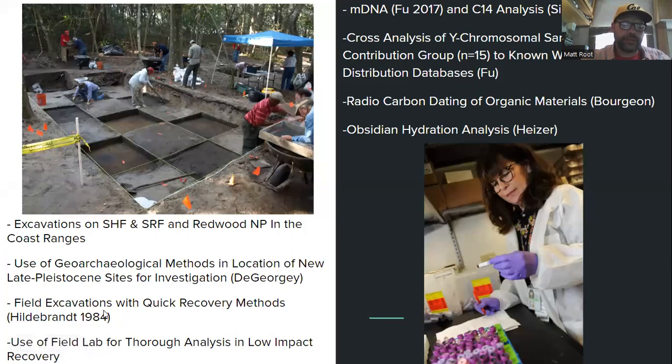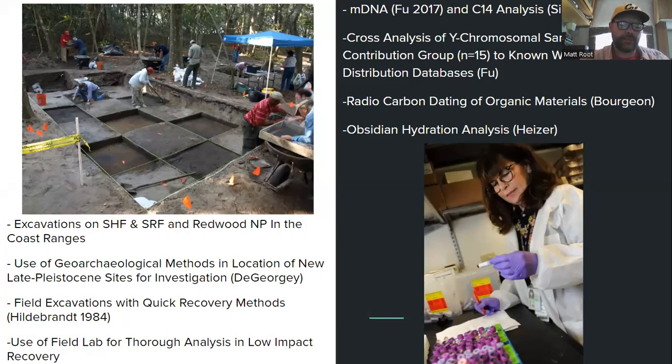Geoarchaeological methods will be used in the identification of newly located late Pleistocene sites within the study area of the North Coast Ranges. Along with field testing, these field excavations will utilize low impact, quick recovery archaeological techniques and a use of a field lab to assure rigorous field analysis.